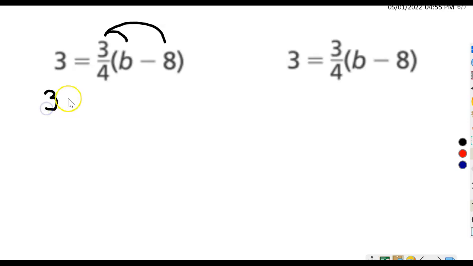Let's copy our 3 down here. We're not doing anything on the left-hand side. We're not doing anything with this. It's all being done here. We're only simplifying what we already see here. So 3/4 times b, that's easy. 3/4 b. All right, that was easy.